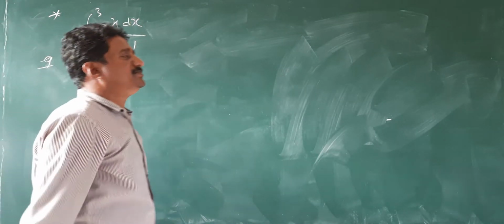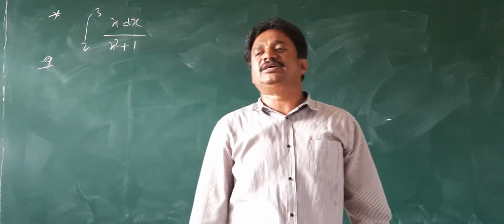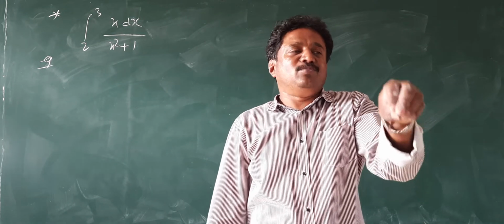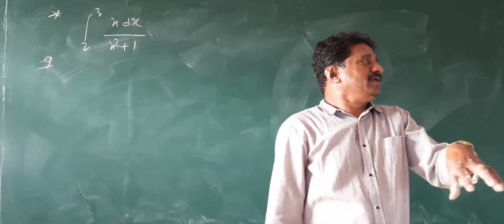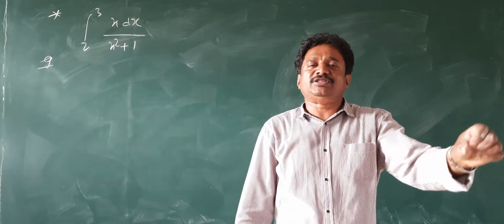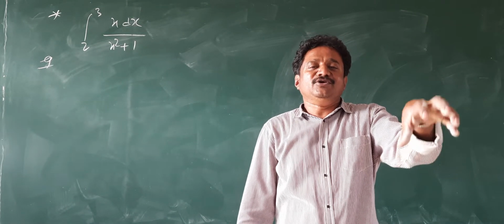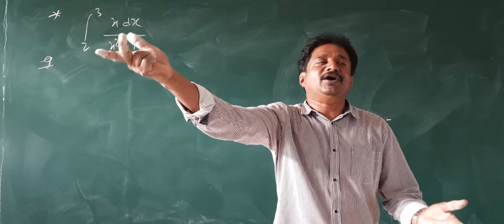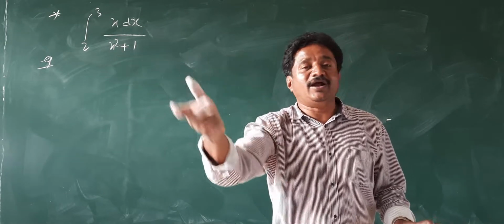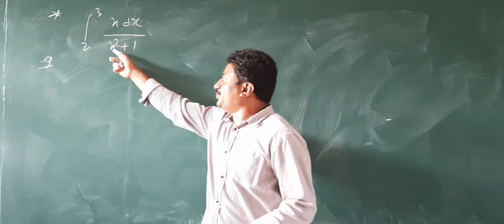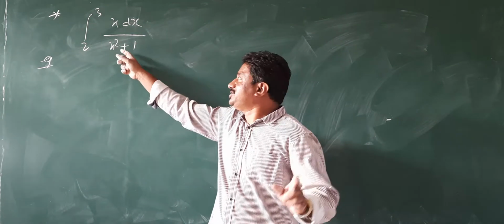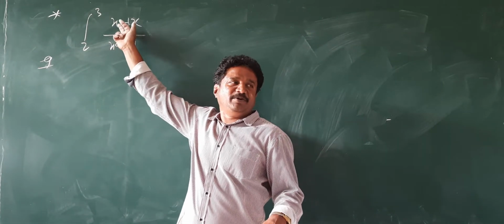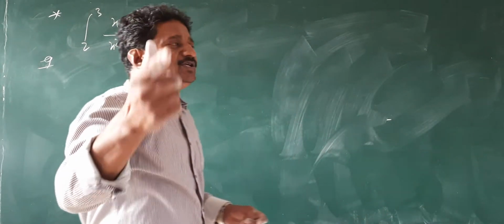I told you so many times. In most of the cases, the putta method comes to help. The putta method is more useful. In most cases, first think of using the putta method. If the putta method does not work, you think of alternative methods. Here the putta method works. Put x square plus 1 equals t, because the differentiation of x square is 2x, and in that we have x. Let us use the putta method.